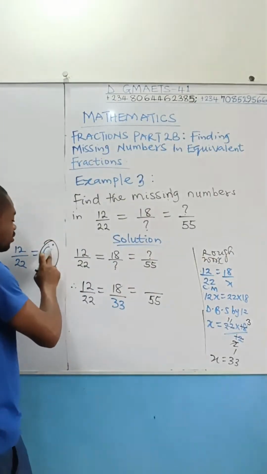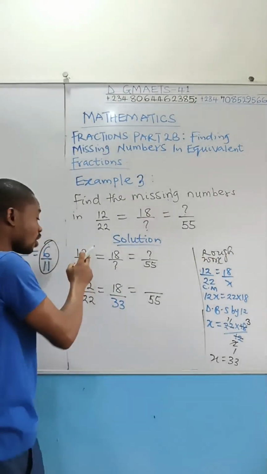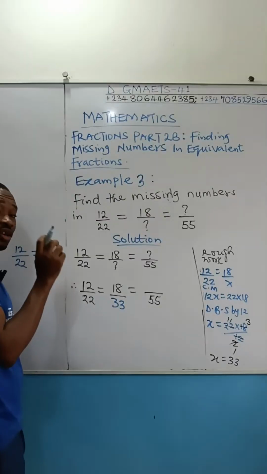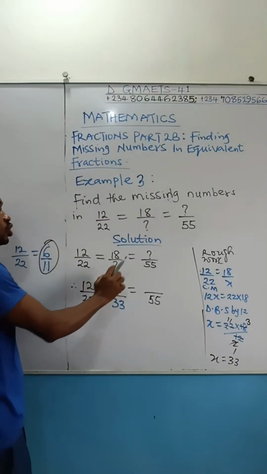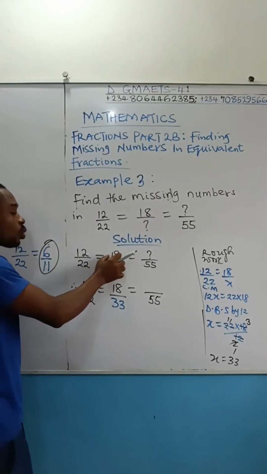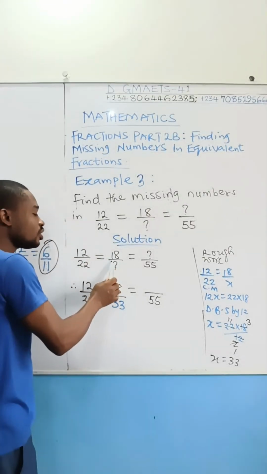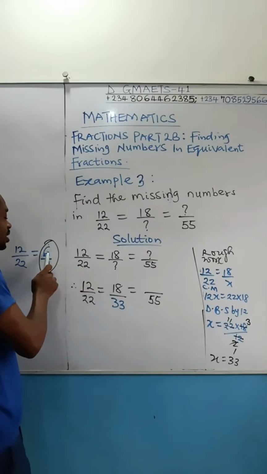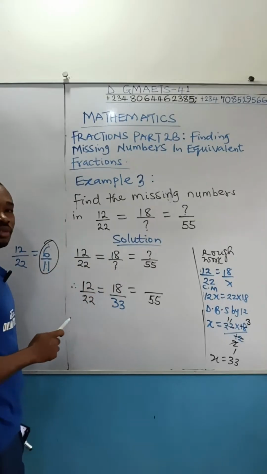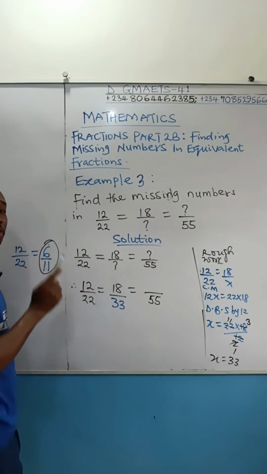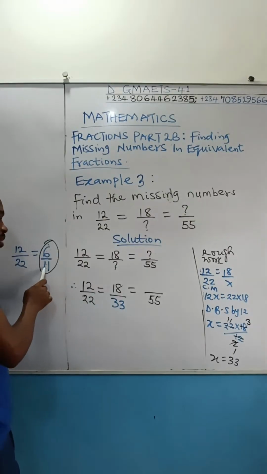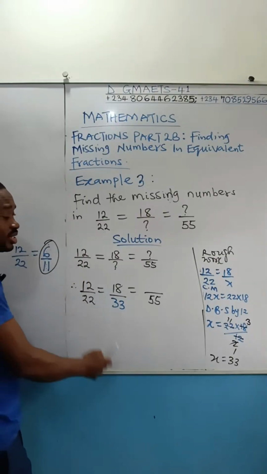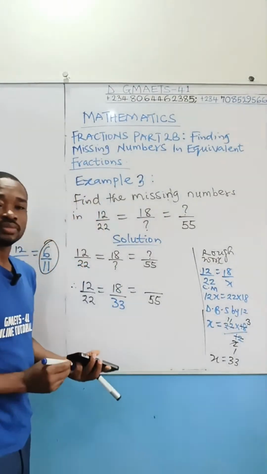I told you if I have 6 over 11, which is equivalent to 12 over 22, 6 over 11 in the lowest term, if I'm using it to solve, it will be 6 over 11 equal to 18 over question mark. And then you know that 6 times 3 will give you 18. So you're using 3 to generate the unknown. Come to the denominator, multiply by 3, you get 33. 11 times 3 is 33. Look at it. And I've solved it here.